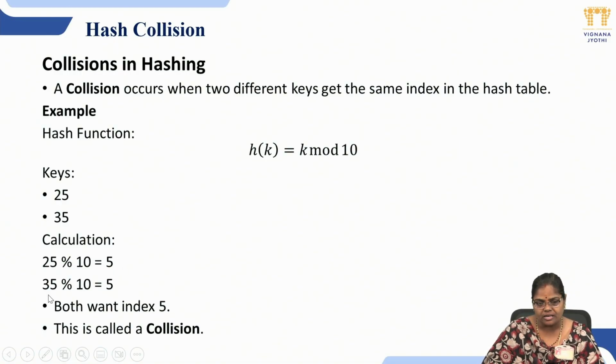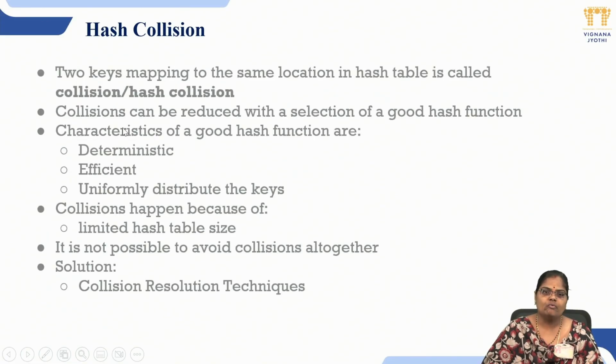But when we calculate for the next key 35, we get the same index, where 25 is already stored in the hash table. So both want index 5 to store the keys, 25 and 35, which is not possible in the hash table. A hash table will store only one value. Now this we call a collision, or a simple hash collision. So two keys mapping to the same location in the hash table is called a collision or hash collision.